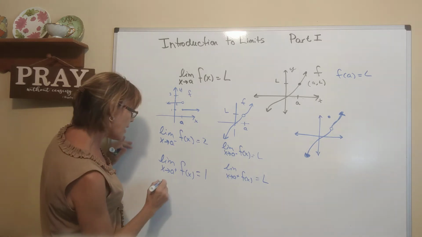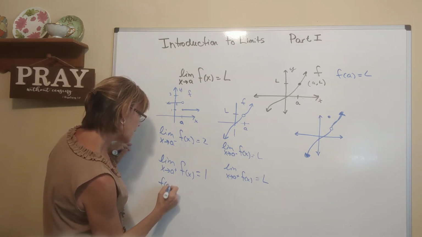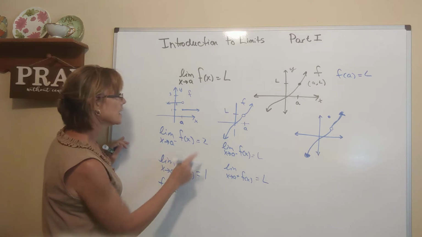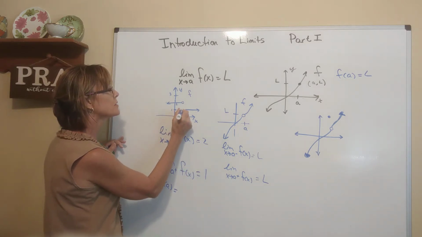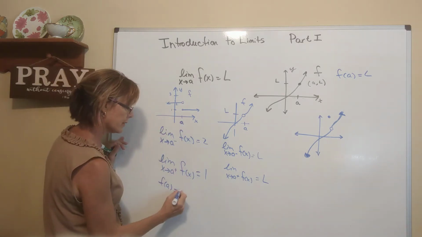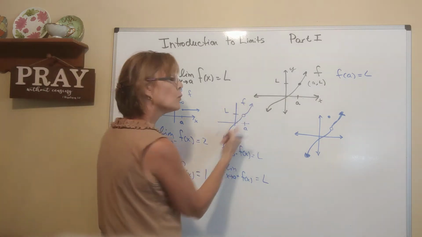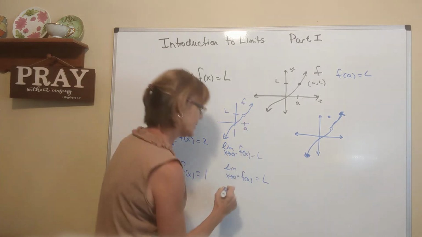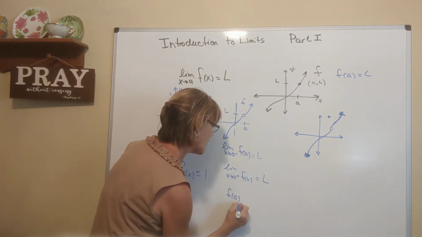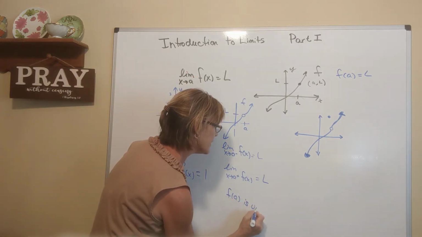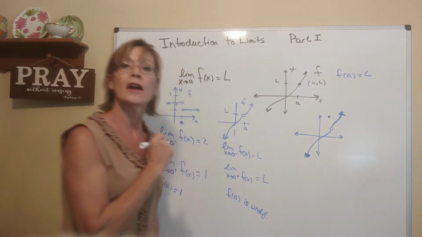Over here, let's just take note. What is the value f of a? F of a, what is it equal to? In this instance, what is it defined to be? Well, here's the closed circle, so it's defined to be 1. All right, fine. Over here, what is f of a defined to be? Well, it's an open circle, and it's not defined anywhere. Right here, f of a is undefined. It's undefined in that instance.